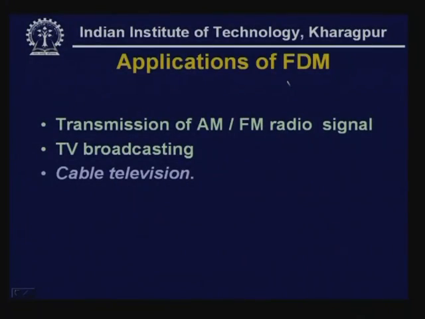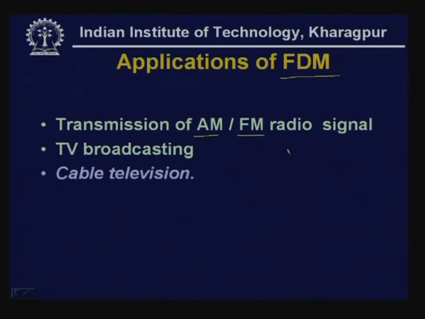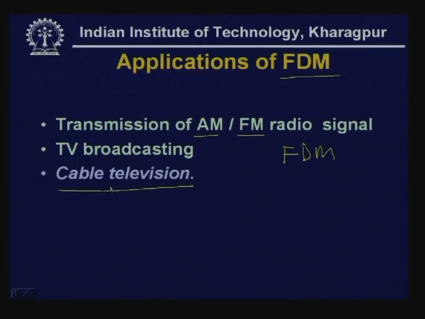And frequency division multiplexing has many uses, as we know. For example, the transmission of AM and FM radio signals. Every day we are listening to AM, amplitude modulated, radio stations and FM radio stations. FM has become very popular because of the quality of the signal nowadays, and both are based on frequency division multiplexing, FDM. Our TV broadcasting is also based on FDM, because different TV stations use different bands for transmission of their signals, and in the TV receiver, we can select different channels with the help of filtering. We are also familiar with cable television, where the signal is distributed with the help of coaxial cable. Later on we shall discuss it in more detail. There also we use frequency division multiplexing.